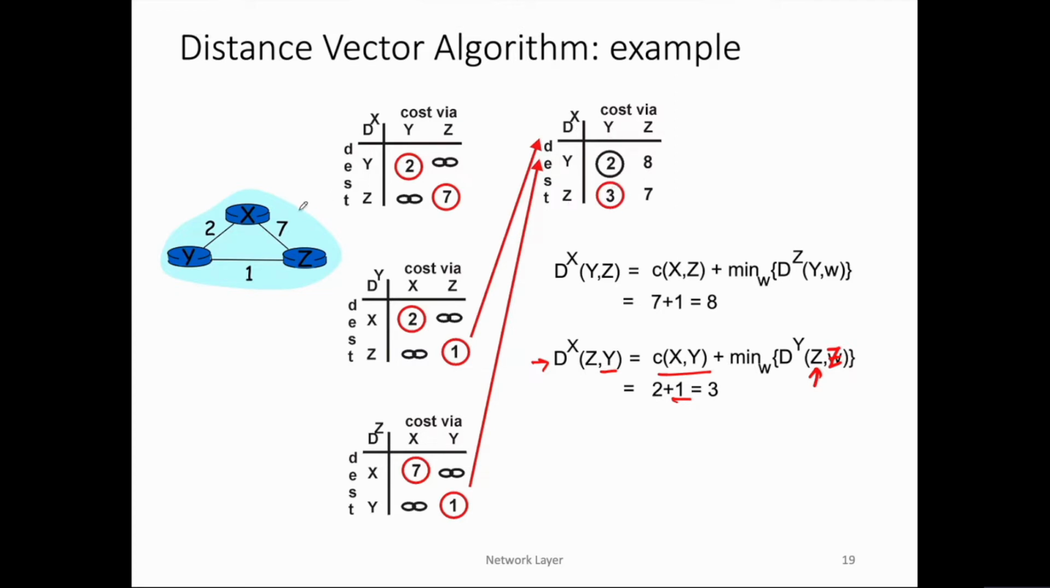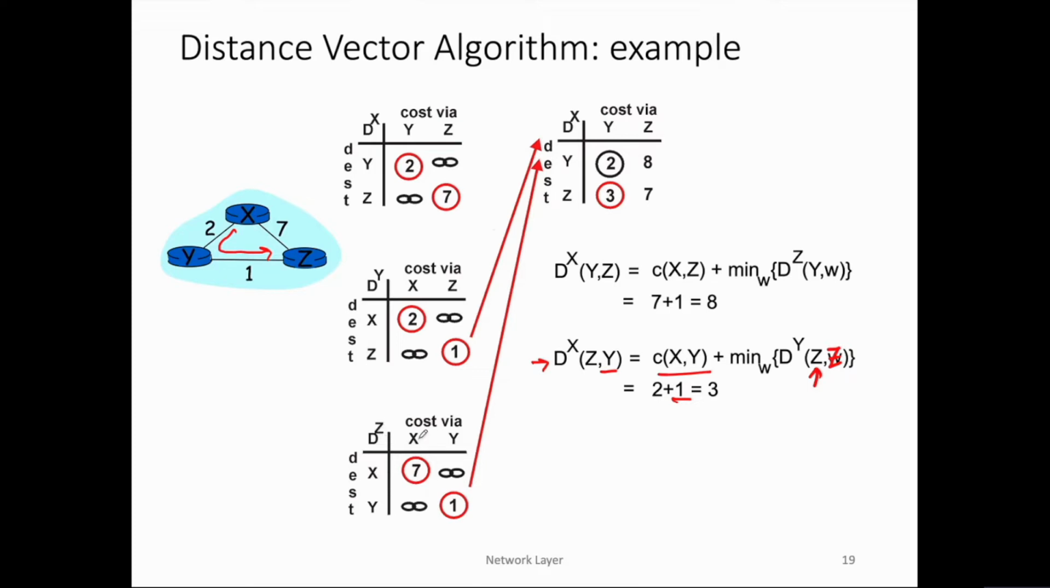So if I want to send data from X to Z, the least cost is via Y, right? So we have the new least cost, and I have marked here the new least cost. And similarly, Z is also sending an update message to router X. And what Z has to send, if you look at the table of Z, yes, the first entry is the cost to reach from Z to X via X.